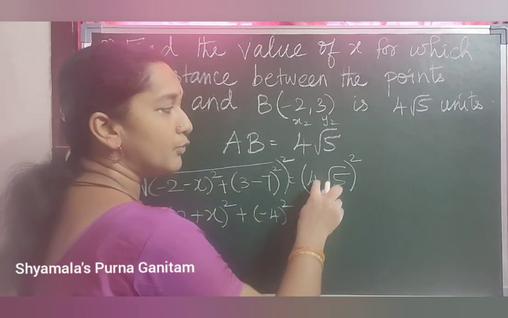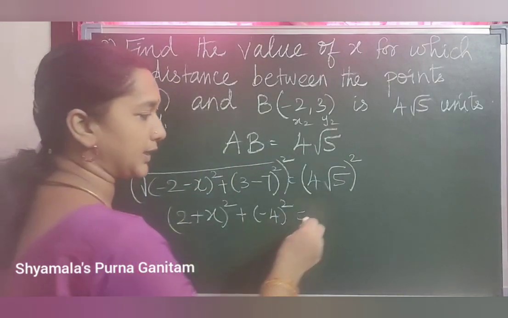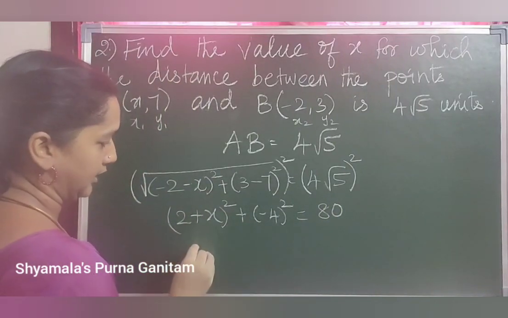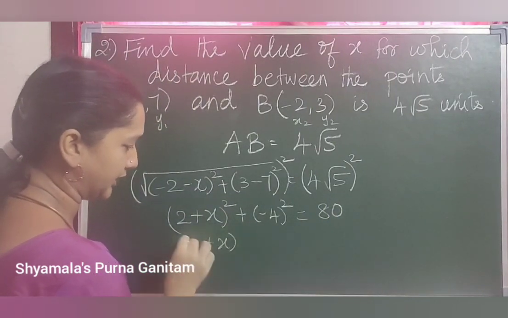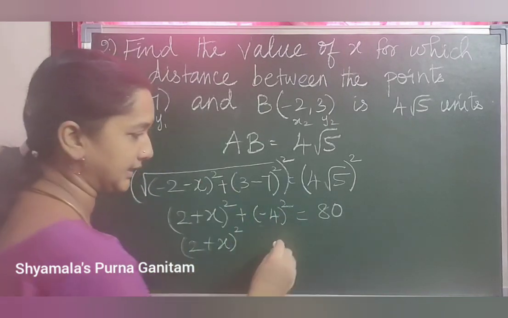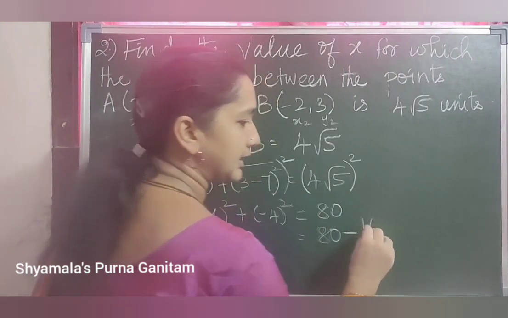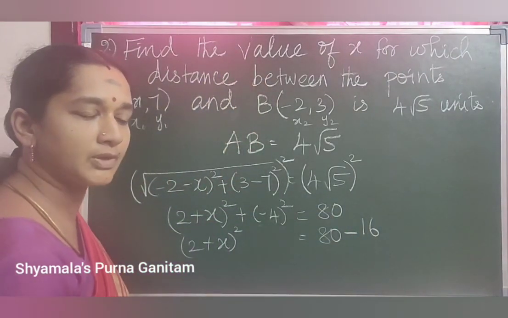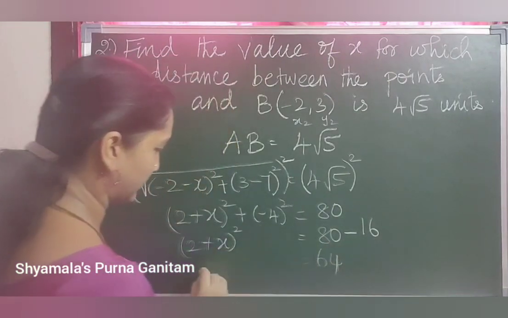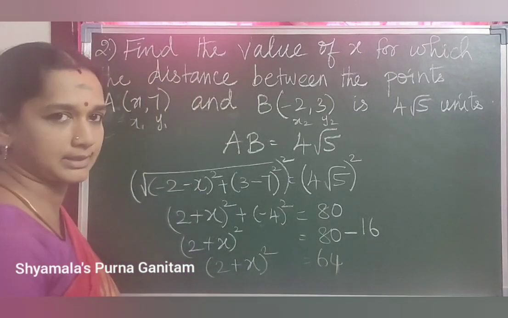So whatever you have inside alone will come. On this side, 4 squared is 16 and root 5 the whole squared is 5, so 16 fives are 80. Then (2 plus x) the whole squared we keep as it is. Minus 4 the whole squared is 16. When we bring this to the other side, we get 80 minus 16, which is 64. So (2 plus x) the whole squared is equal to 64.